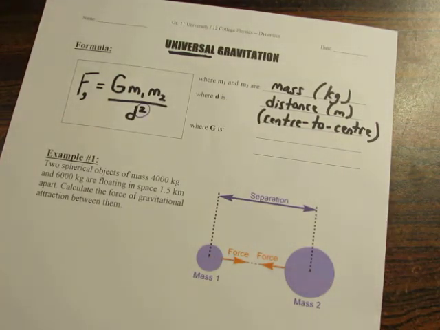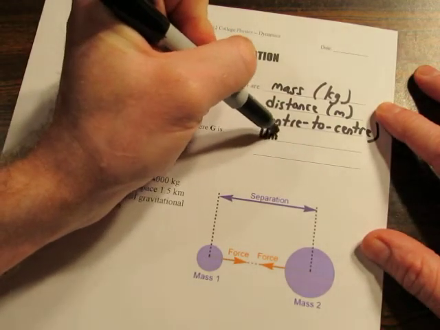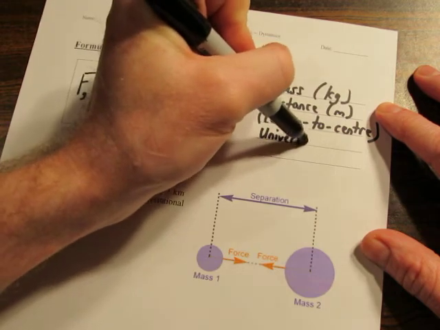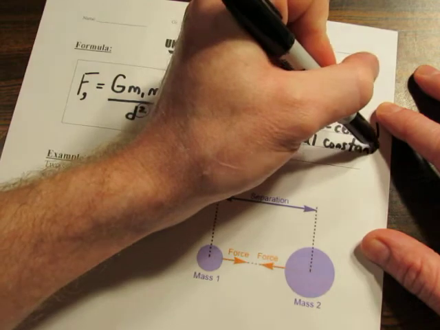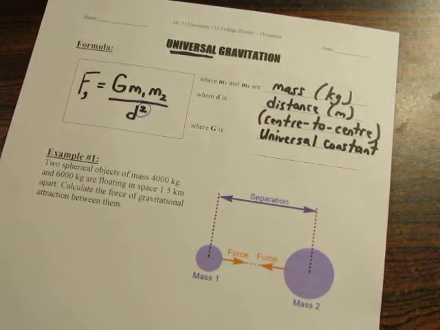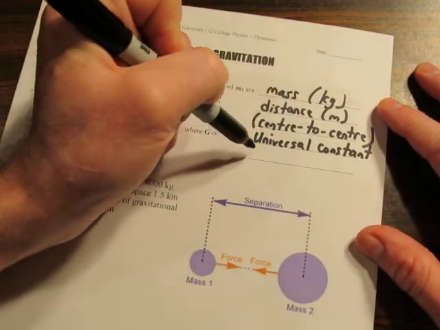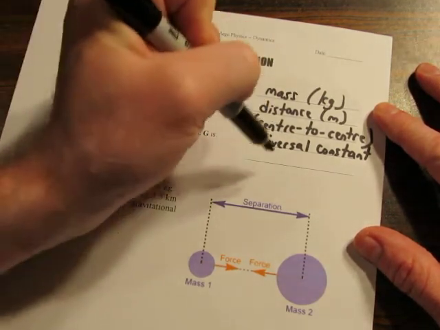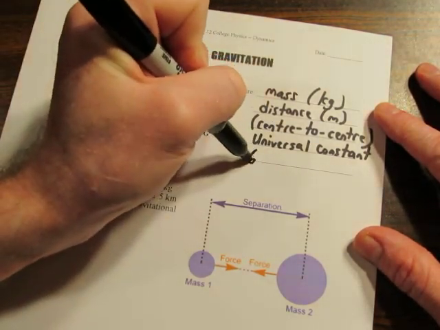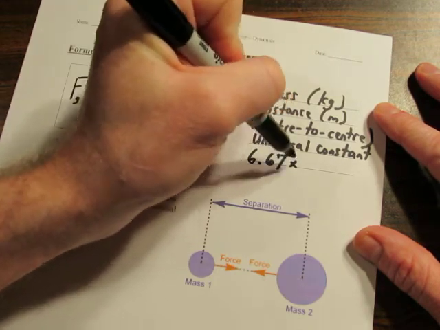G is the universal constant. And actually, I'm going to write that in there. Universal constant. This is a value that was determined after endless derivation, and it's a very strange value. It's going to be awkward the first time you write it down. The universal constant value, and it's on your formula sheet, by the way, when you get to tests and quizzes and the exam.